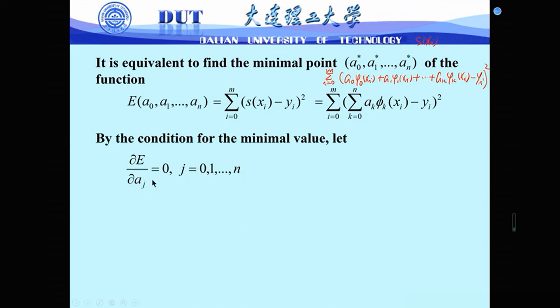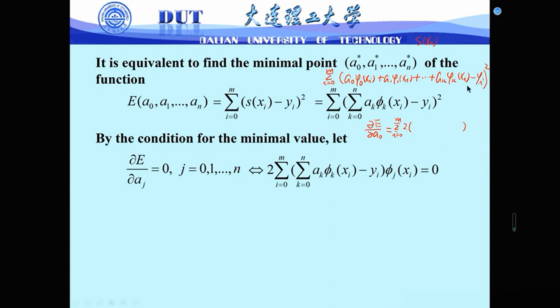All the partial derivatives are zero, right? It's okay for you? The gradient. Okay, so again, now let's consider, for example, I show you partial E, partial a0. Now you see, again, it is summation i from 0 to m of the bracket squared. So the partial derivative should be firstly 2 times the bracket.